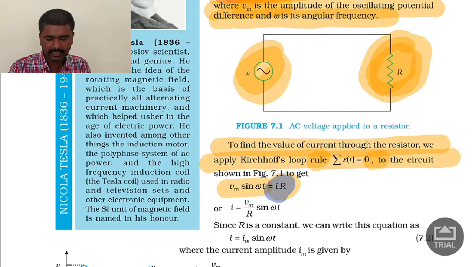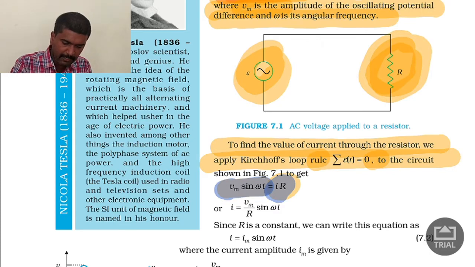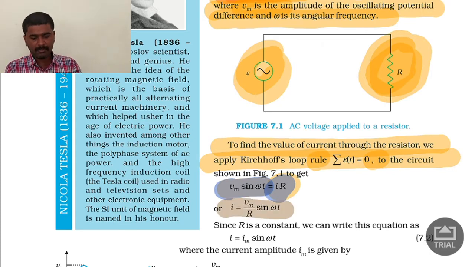The potential across the resistor is IR, and the potential across the source is Vm sin omega t. So from here you can find the current. That current is I = (Vm/R) sin omega t.